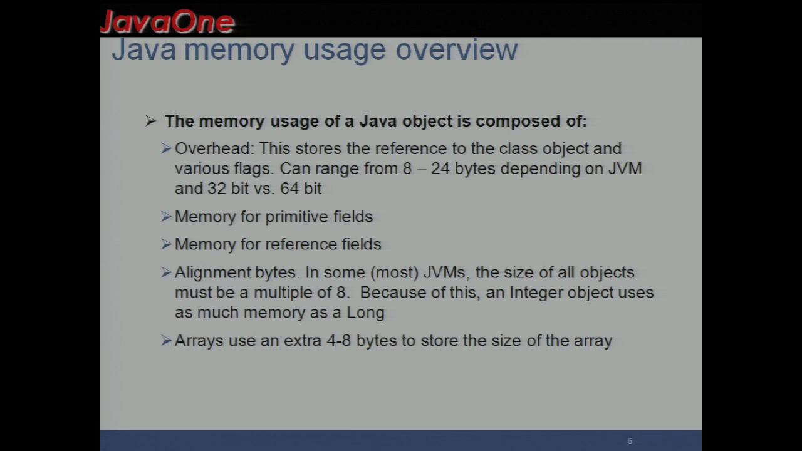So how do Java heap objects use memory? Well, the memory usage of a Java object is composed of a number of things. The first is there's a certain amount of overhead. A lot of people aren't even aware that this overhead exists, but it can range from 8 to 24 bytes depending on the JVM. It stores a pointer reference to your class object, various flag fields, and things like that. There's memory for your primitive fields, reference fields, alignment bytes. Almost all the JVMs seem to want to allocate objects on boundaries of 8. So typically all your objects are rounded up to be a multiple of 8. And then arrays have some extra bytes for size.